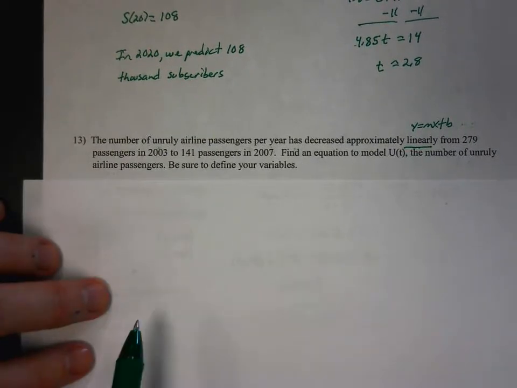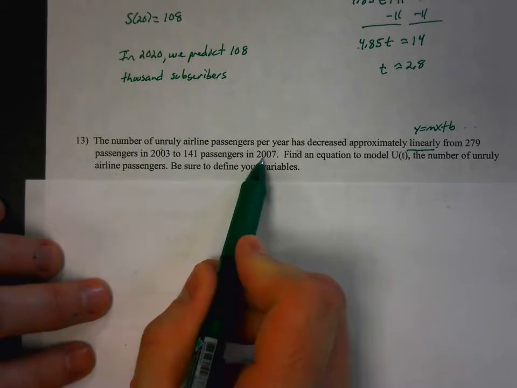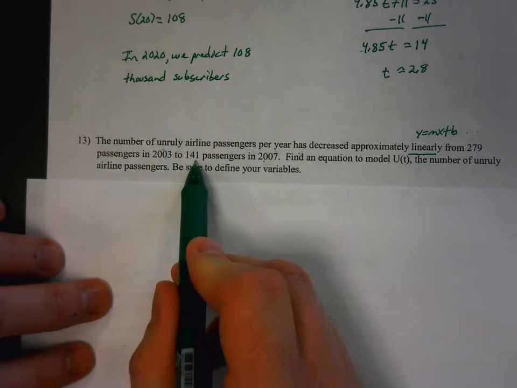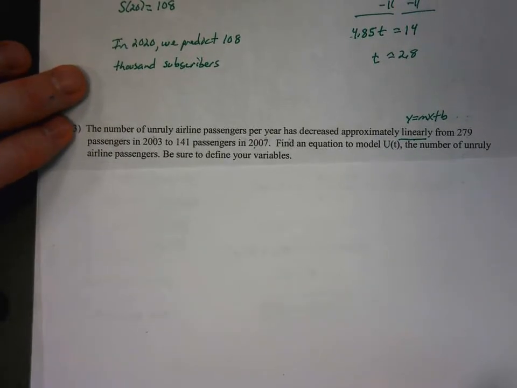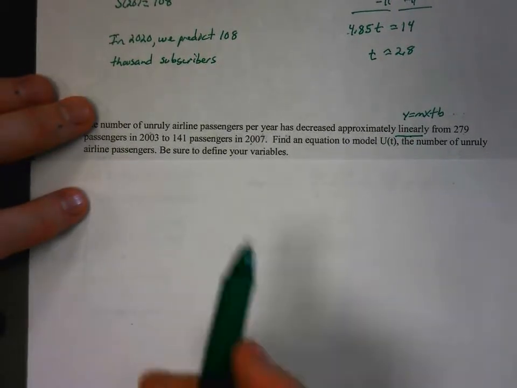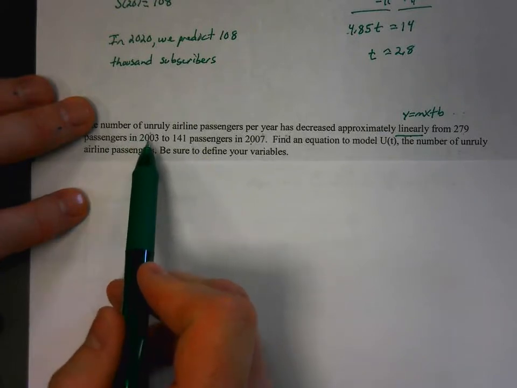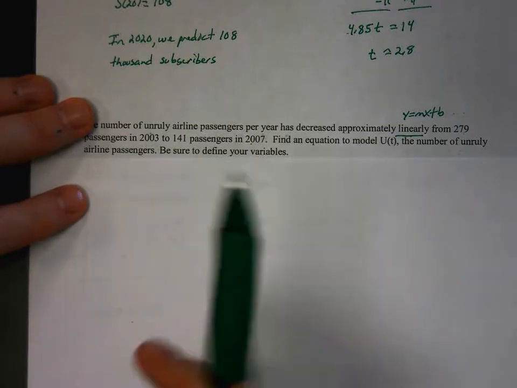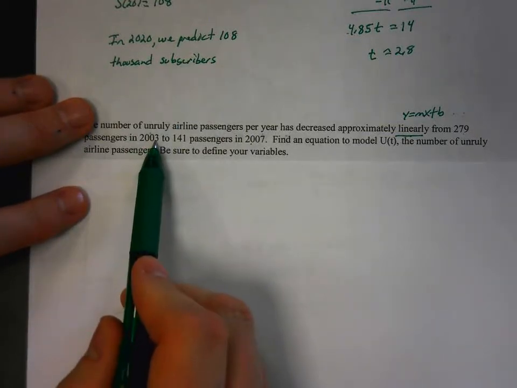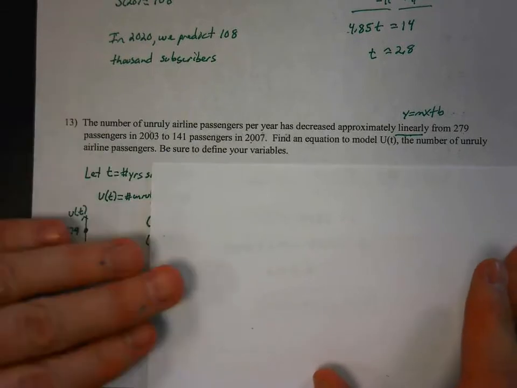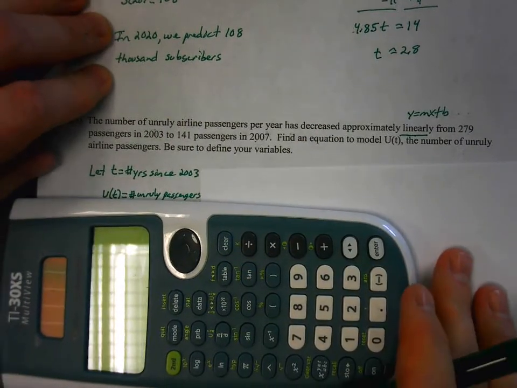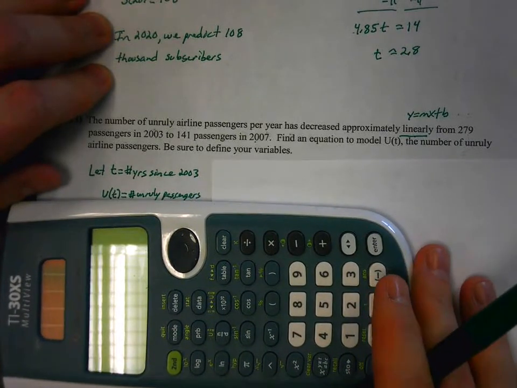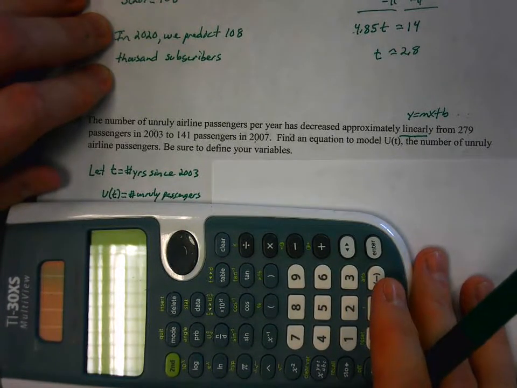So the two things that are changing are the year and the number of passengers. Your two variables, you can define these in different ways, but my suggestion is generally, when you define your own variable, take the earliest year they give you, 2003, and let t, or x, be the number of years since that earliest year of 2003. So let t be the years since 2003, and then u of t, or y, will be the number of unruly passengers.